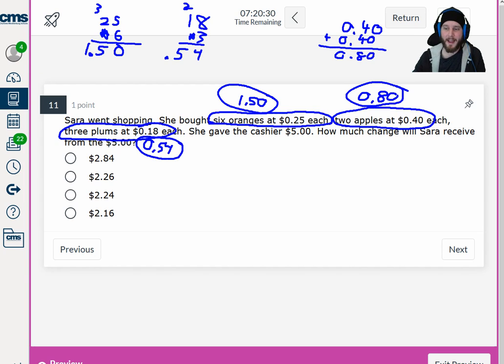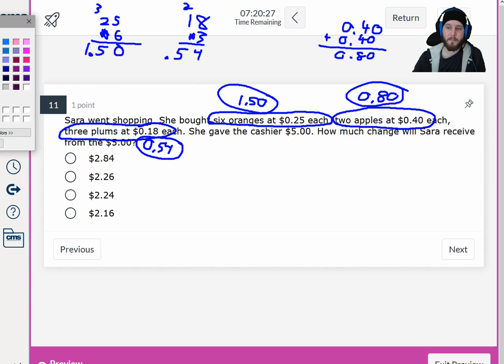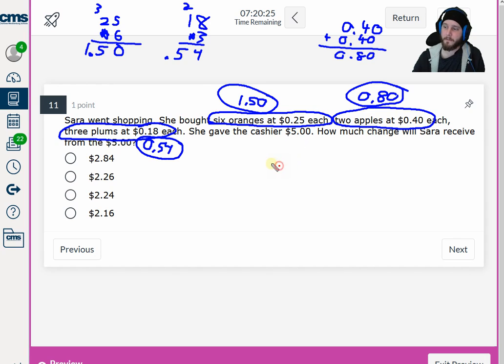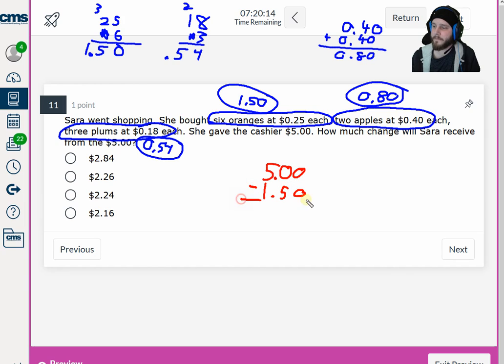But she gave the cashier $5. Meaning what we have to do is subtract $5 minus everything that she bought. I'm just going to do one thing at a time. So $5, I'm going to subtract $1.50 to represent the oranges. That gives me a 0. I have to borrow here. 10 minus 5 is 5. And that gives me 3. So $3.50 so far, and we're done with my oranges.